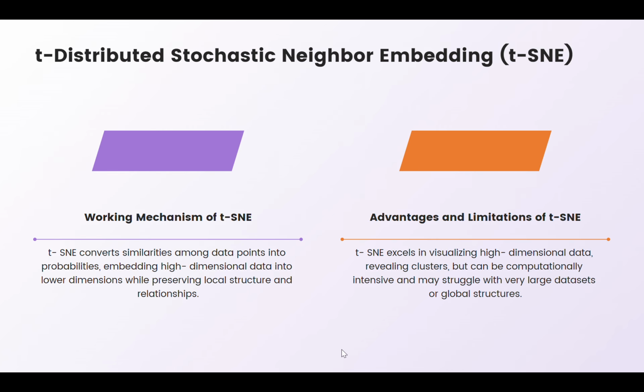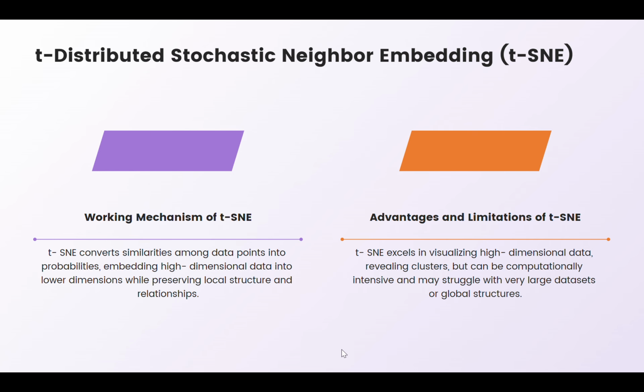Next is t-distributed stochastic neighbor embedding. Its working mechanism is that it converts similarities among data points into probabilities, embedding high dimensional data into a lower dimension while preserving local structures and relationships. Advantages and limitations: it excels in visualizing high dimensional data, revealing clusters, but it can be computationally intensive and may struggle with large data sets and global structure. This is all about dimensionality reduction. Further, we can go to Google Colab for practical knowledge.